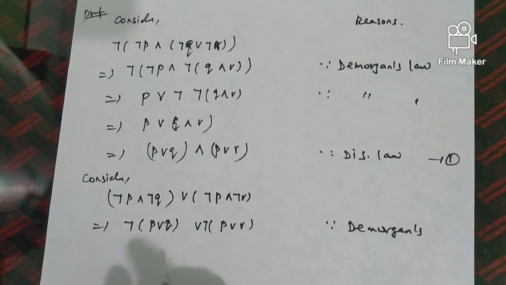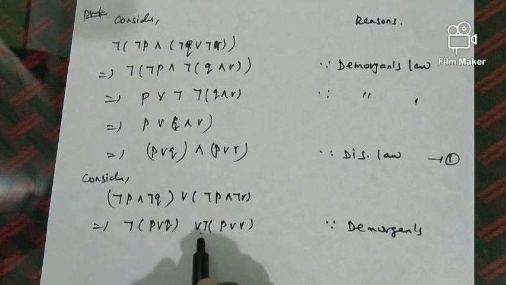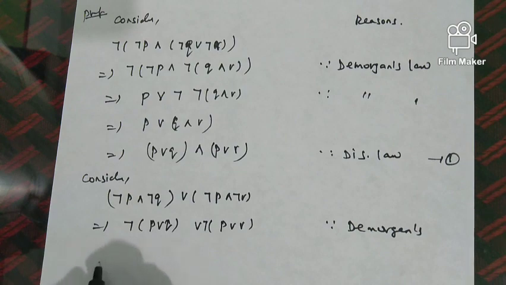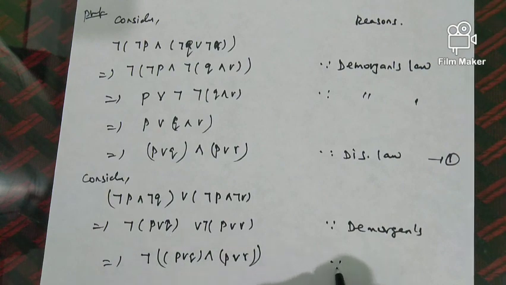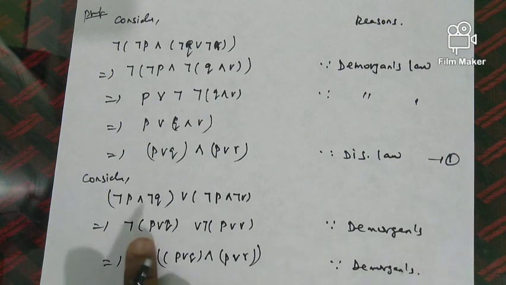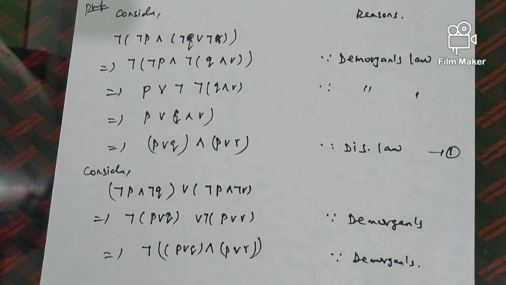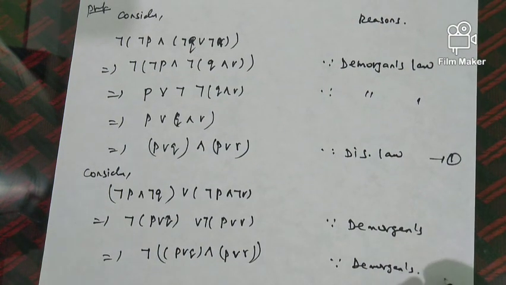Now look: negation of P or Q, or negation of P or R. Here also we can take the negation outside, so it becomes negation of (P or Q and P or R). This is the way we can write it. Here also we applied the same De Morgan's law, and in both terms we took the negation outside. Now this is our equation 2.